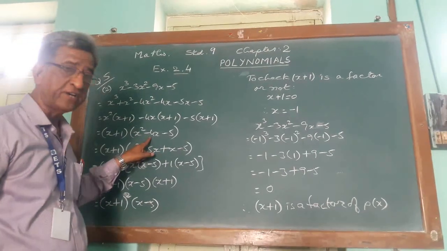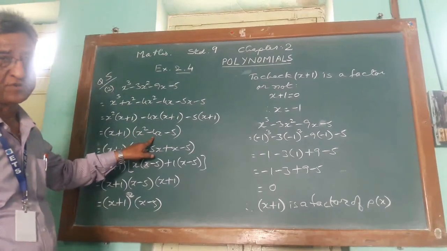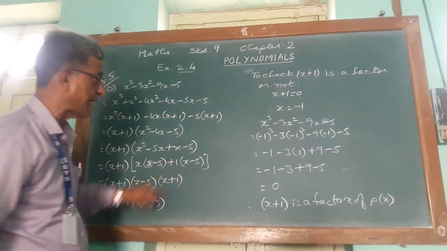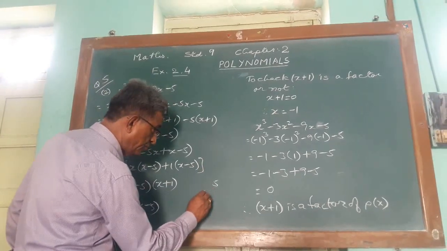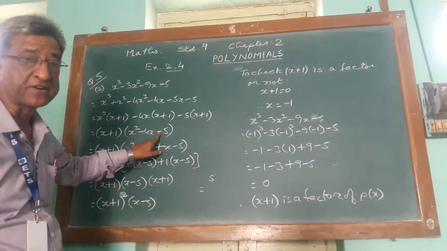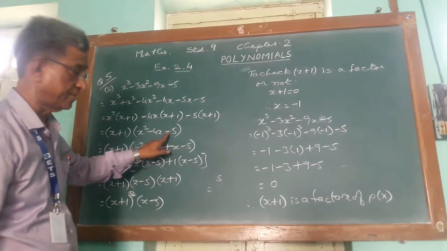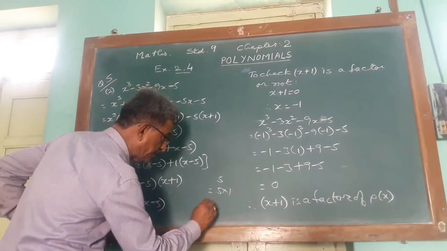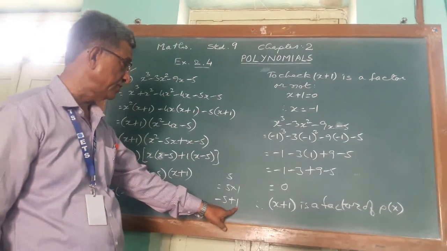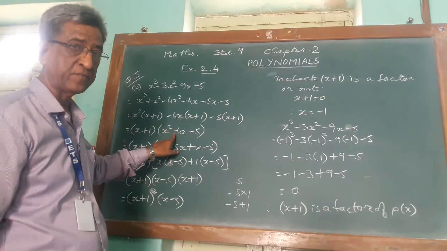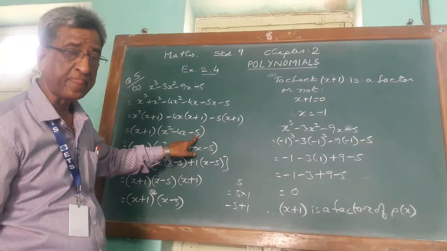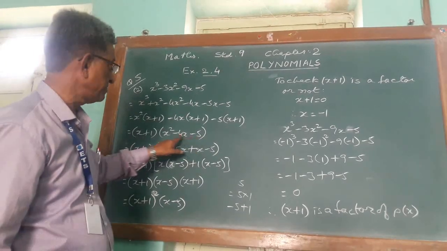Now still this can be further factorized by previous method, trinomial. Find the factors of 5 that if you multiply you get 5, and if you subtract you get 4. So 5 ones are 5 and minus 5 plus 1 gives you minus 4. Find the factors of 5 such that product is 5 and the sum is minus 4.